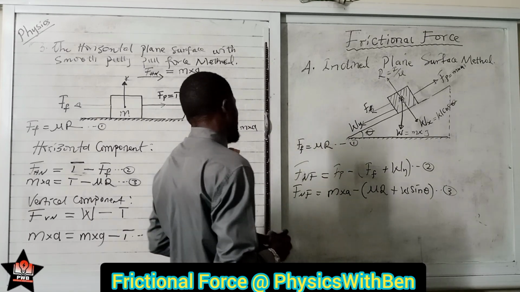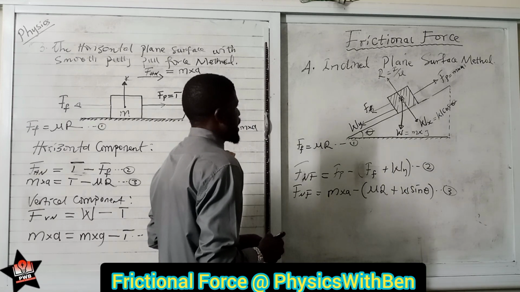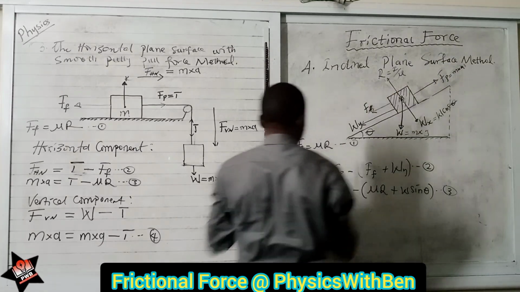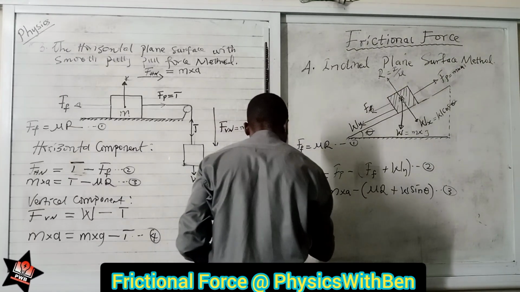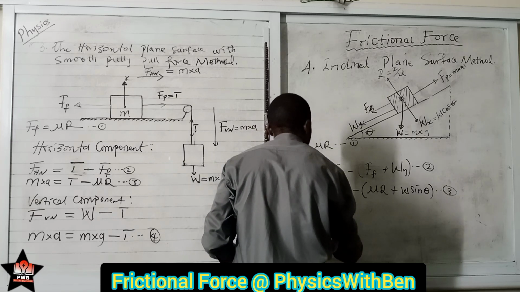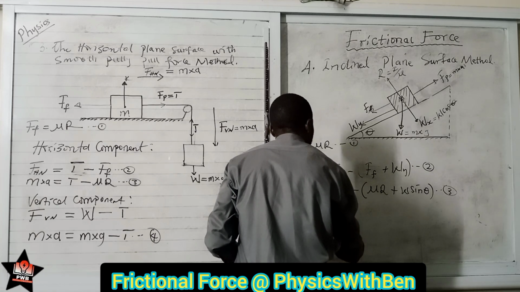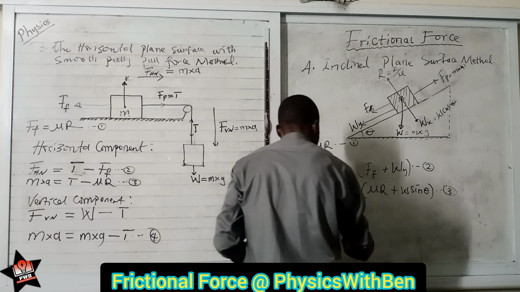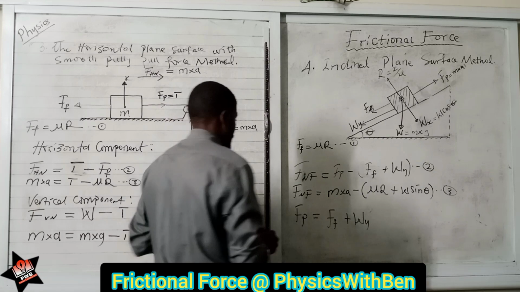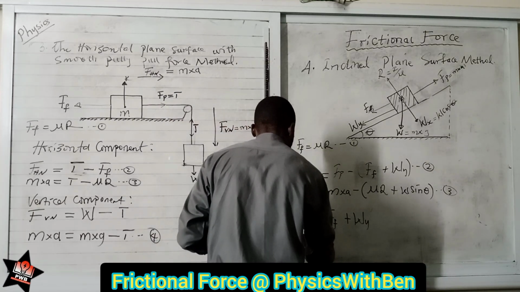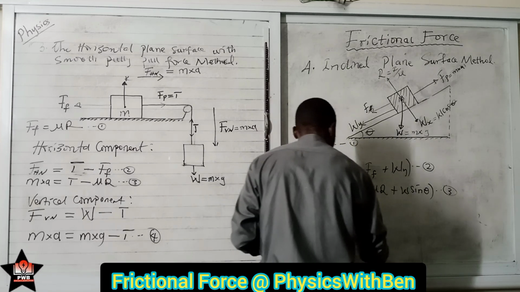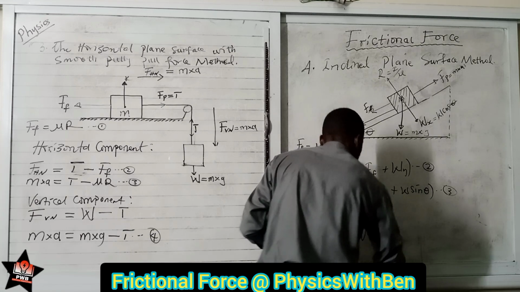Good. So if we continue to move on, we are going also to write that this force is equal to this force. It's another equation. So we write that the frictional force, the pull force, is also equal to the frictional force plus Wy. Yes. So we write again that mass times acceleration is equal to mu R plus W sine theta.